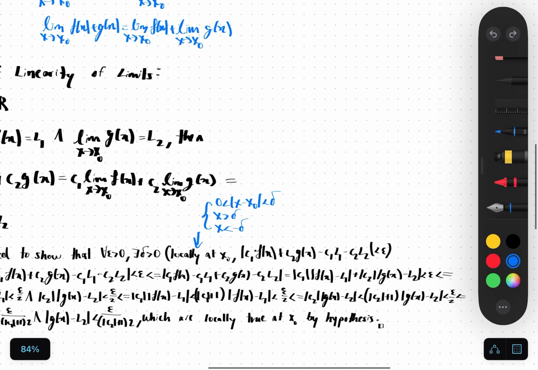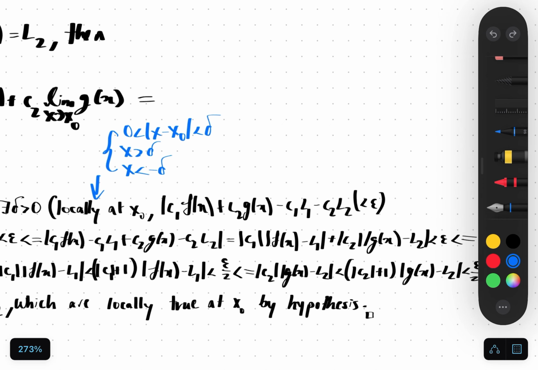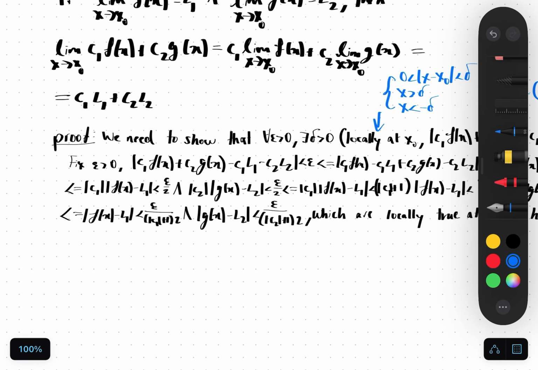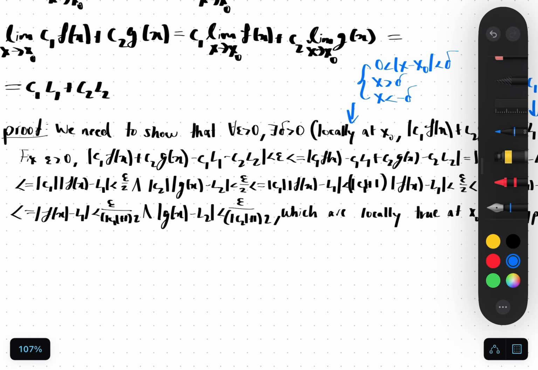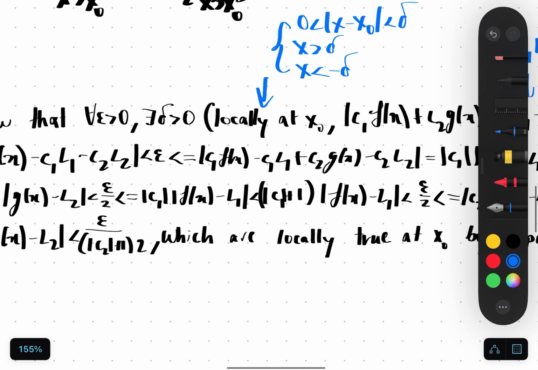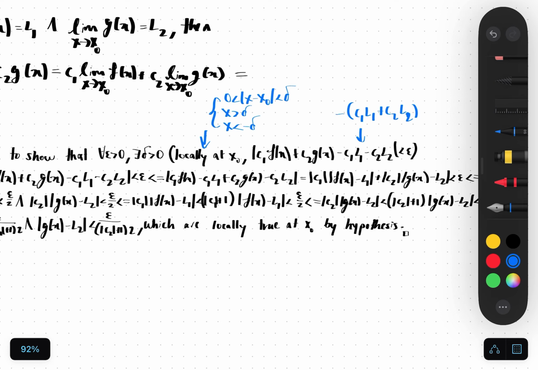and minus C1 L1, and this minus C2 L2, this is minus C1 L1 plus C2 L2, if you're wondering, is less than epsilon. So we're going to fix epsilon to be greater than 0. Let's write that out again. Less than epsilon. This is implied by, we're going to try to group C1 f of x and C1 L1 and C2 g of x minus C2 L2.